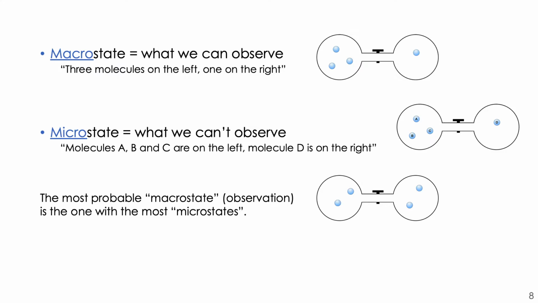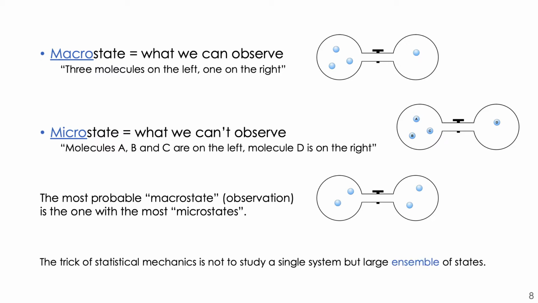Important to remember this. Why is that important? Well, the trick of statistical mechanics is not to study a single system, but a large ensemble of states. And I want to highlight this word, ensemble, because it refers to a concept which is very important in statistical mechanics. And as we will see later on during the module, we understand macroscopic systems as an ensemble of microscopic states.